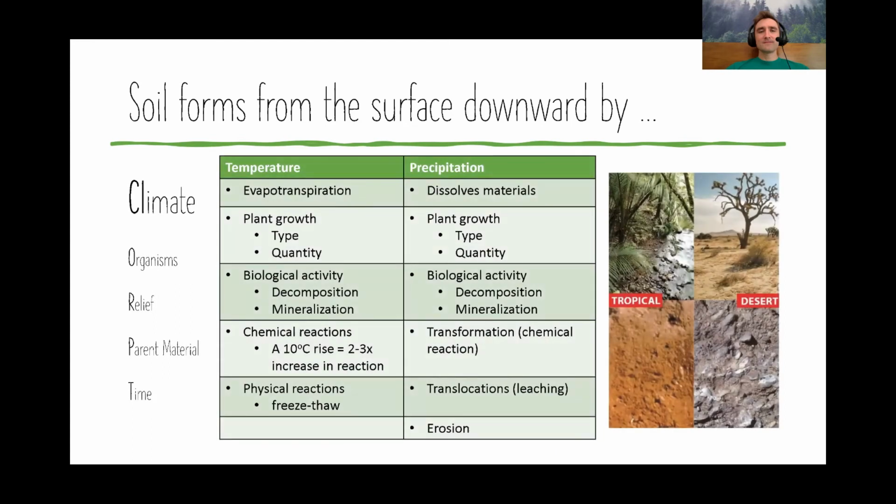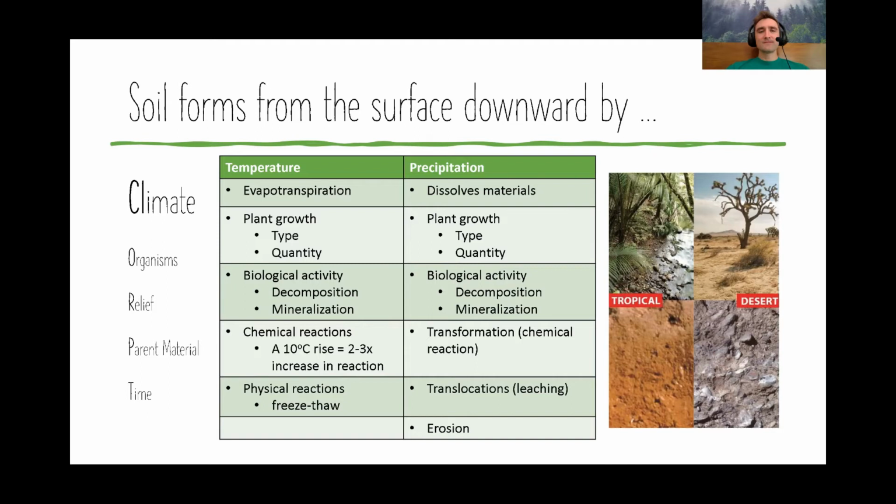So let's take a look at climate and how it has an impact on soil formation. There are two main variables in climate that play the biggest role, and that is temperature and precipitation. In fact, you can classify most ecosystems and habitat types based on their relative amounts of temperature and precipitation.